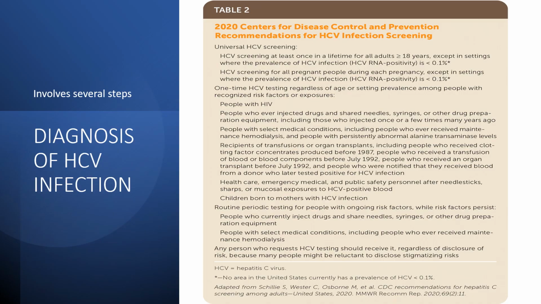In 2020, the CDC recommended that all adults greater than or equal to 18 years be screened at least once in a lifetime for HCV. Also, all pregnant women are to be screened during pregnancy. People with HIV or hepatitis B are also recommended to be screened at least once. You can screen them by checking for HCV antibody, and if it is positive, you can go ahead and do the PCR for HCV RNA.